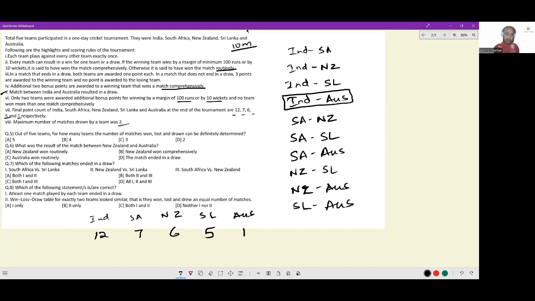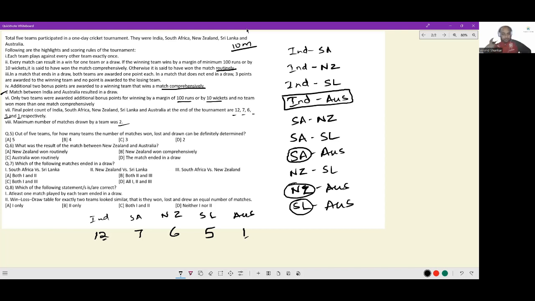Now, India has 12 points and Australia has 1 point. These are the points you should focus on, extreme values. Australia's 1 point can only come in the draw with India, which means in every other match, Australia has lost. So here South Africa won. Here New Zealand won. Here Sri Lanka won. These are guaranteed outcomes.